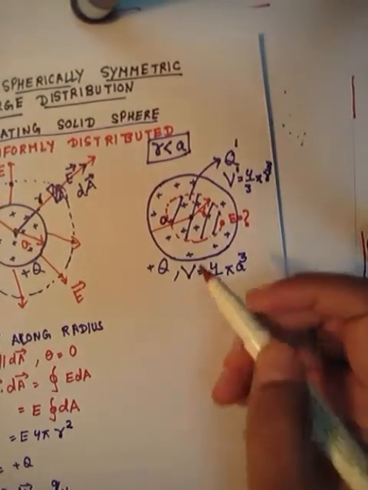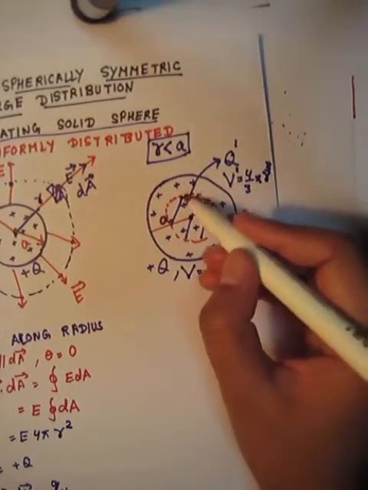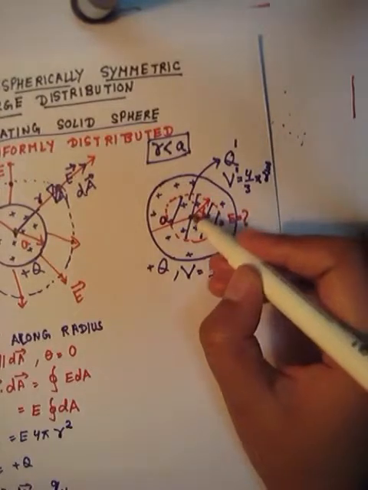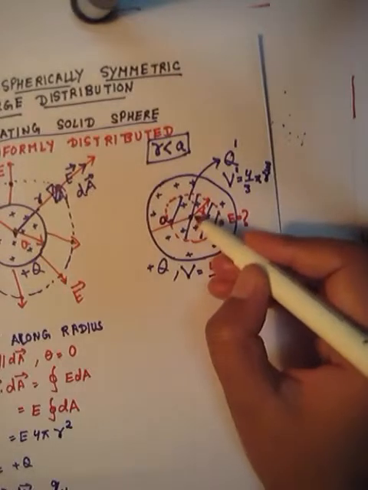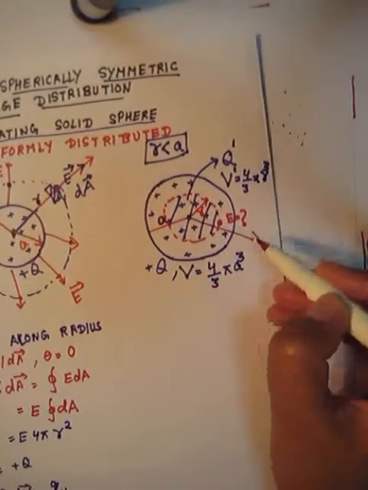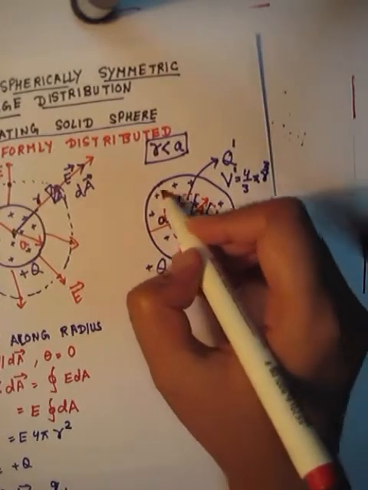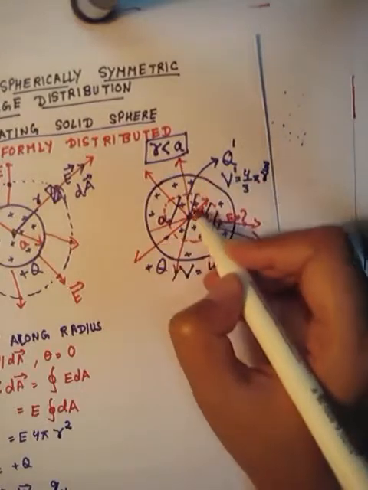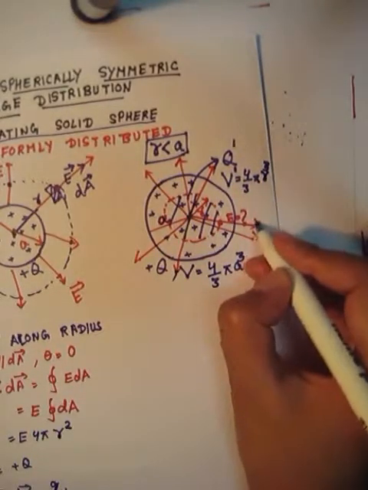So now what is the direction of electric field and area vector? Now this is the area. Area vector will always be radially outward from the surface, and so will be the electric field. So electric field will be radially outwards, which is true for every spherical surface, and so will be the area vector also.